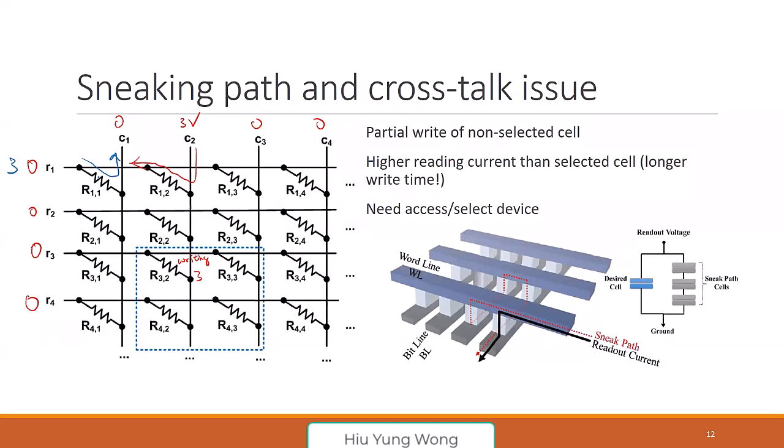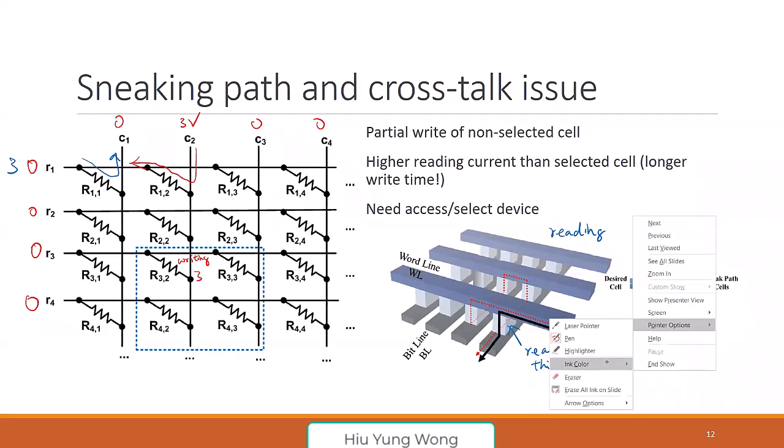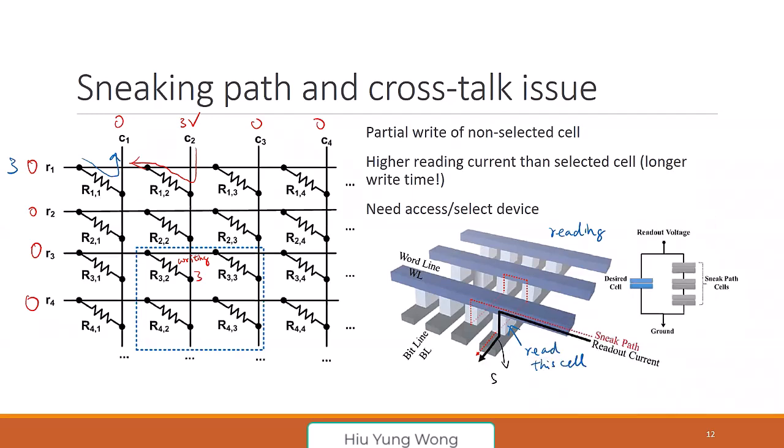Just like here, another example, this is about reading. I want to read this cell. This is my goal. So I want to apply a voltage here and measure the current. Then I know whether it's high resistive state or low resistive state. What if this is high resistive state? Do I get high current or small current? Can someone tell me when this is high resistive? Small current, right? Because it's very resistive.